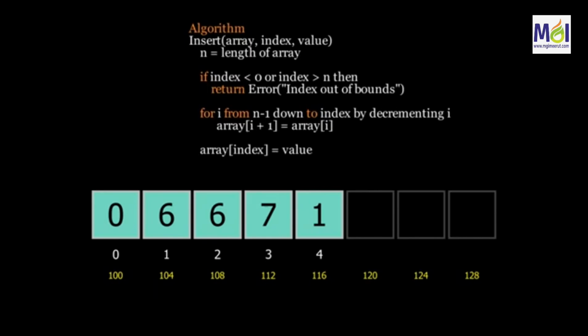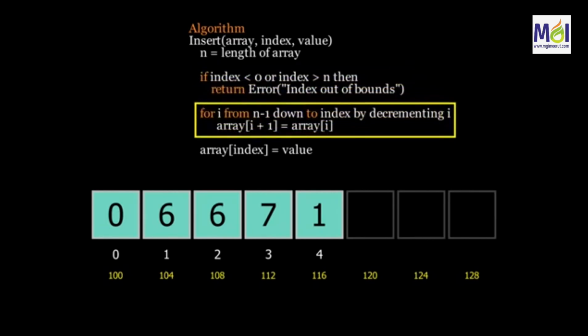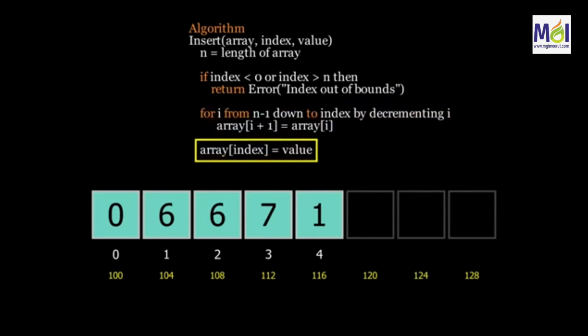So here we have the function insert that takes array, index and the value as parameters. Then similarly, n is the length of the array, and then there is a condition that will check whether index is out of bound or not. Now this loop will shift all the elements from the given index to the end one step to the right to make space for the new element. And lastly, this code will add the new element to the index.